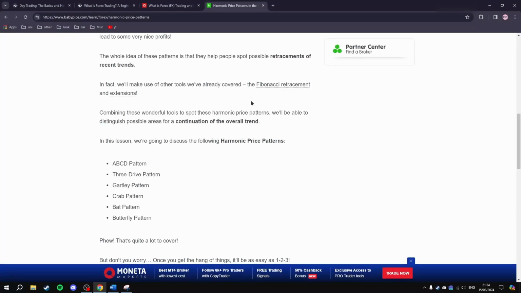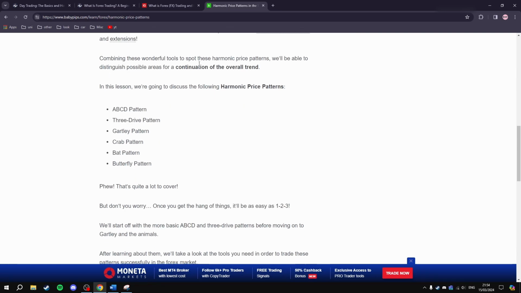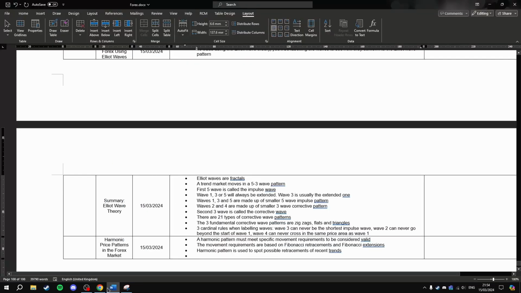In fact, we'll make use of other tools we've already covered, the Fibonacci retracement and extensions. Combining these wonderful tools to spot these harmonic price patterns, we'll be able to distinguish possible areas for a continuation of the overall trends.